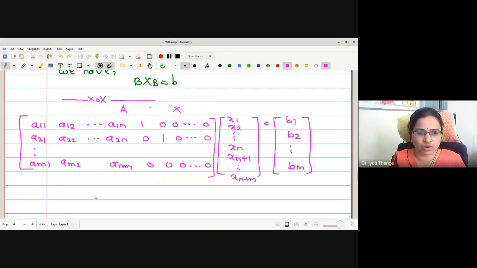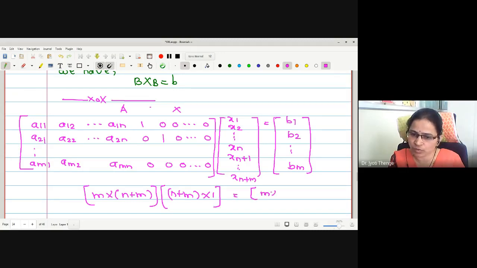Let us write the order of the matrices. What is the order? m rows into how many columns? n plus m columns, multiplied by how many rows here? n plus m rows. How many columns? Only one column, and the result is m cross 1. Therefore, we write this system as Ax equals b.